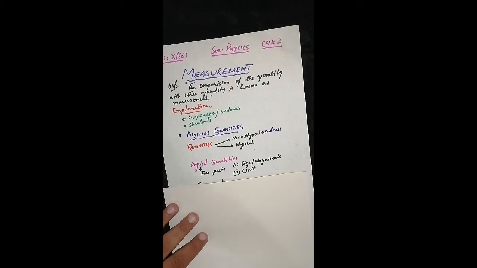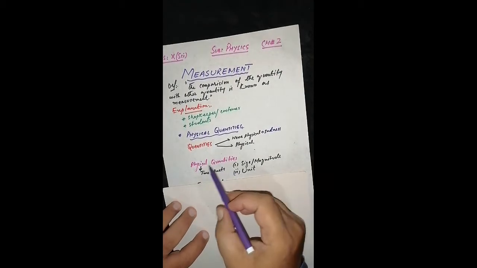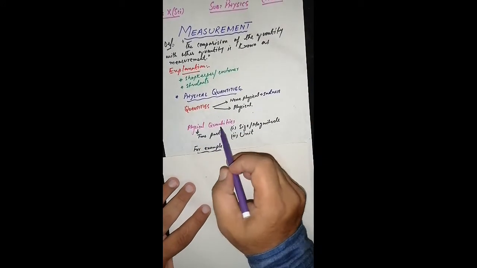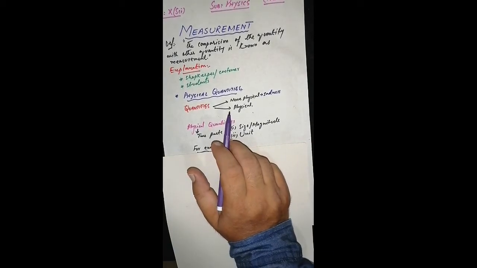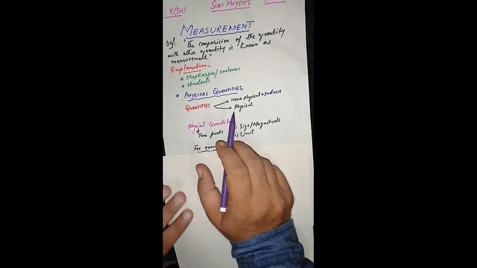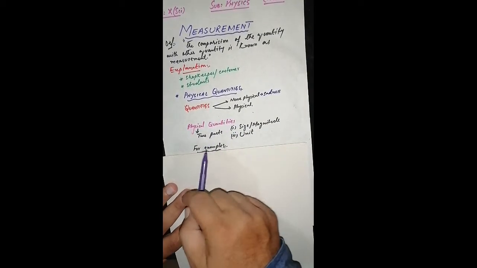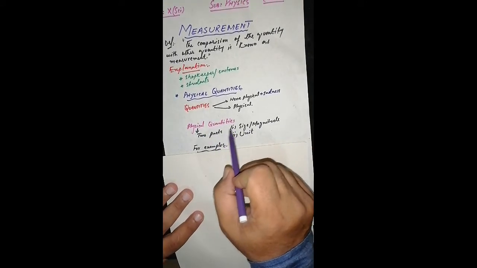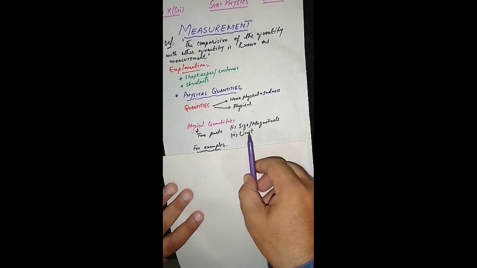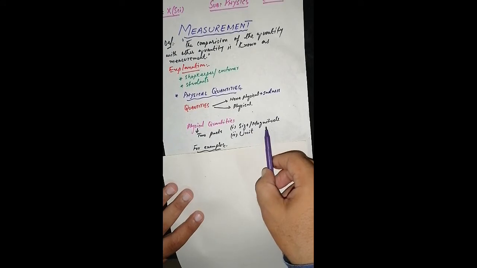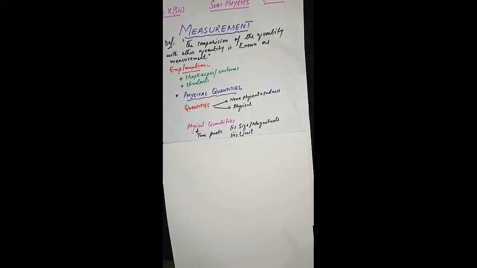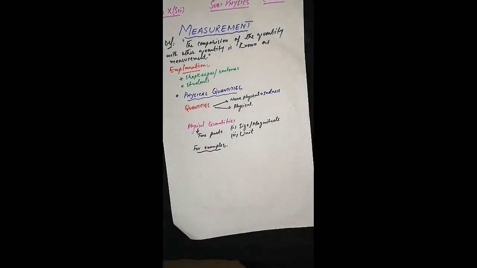Now we are starting our new topic, that is physical quantities. Physical quantities have two parts. Or we can say that physical quantity consists of two parts. First part is size or magnitude, and the second part is unit. We can explain these two parts with few examples.